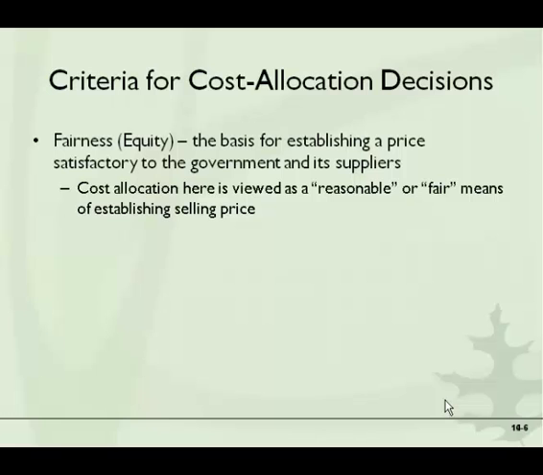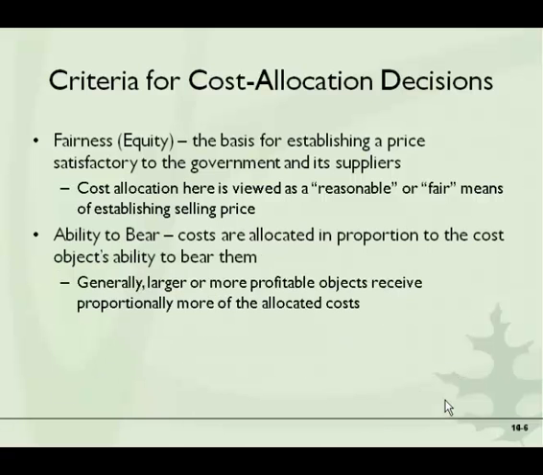Okay, fairness and equity is the basis for establishing a price that's satisfactory to the government and its suppliers. So sometimes we see that used as a criterion for cost allocation decisions. And the idea here is that the cost allocation is reasonable and fair, and what is reasonable and fair is then used for establishing a selling price.